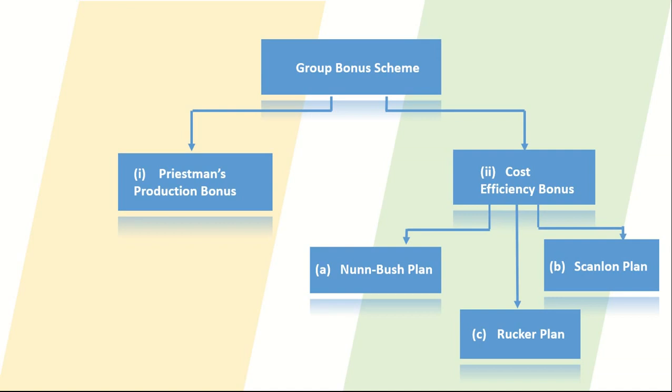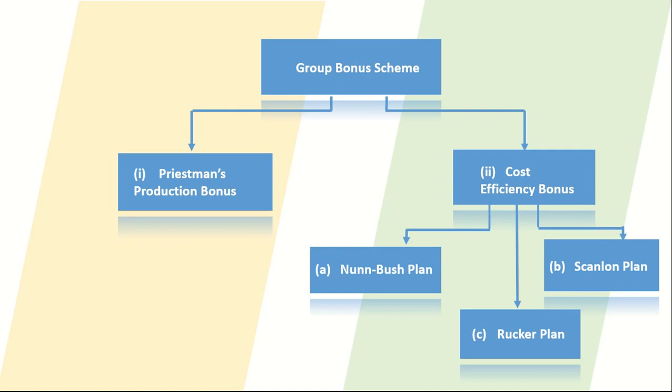B. Scanlon plan. Here also a fund is created for the normal cost of wages and salaries. This fund is debited with the actual employee cost. 2/3 to 3/4 of the credit balance, if any, is distributed as bonus. The balance is kept as reserve for future setbacks.